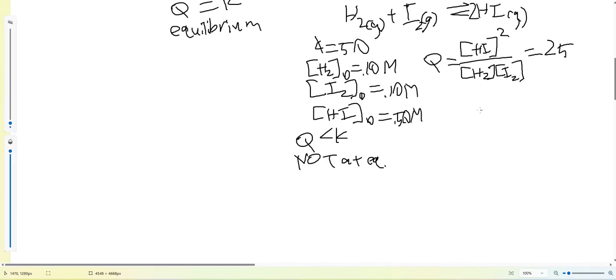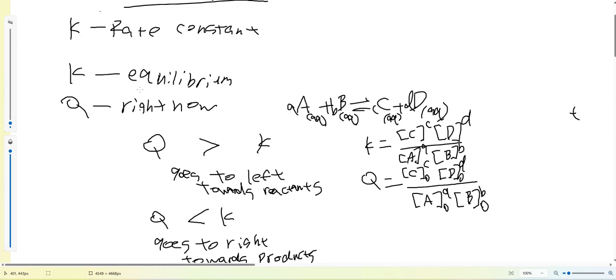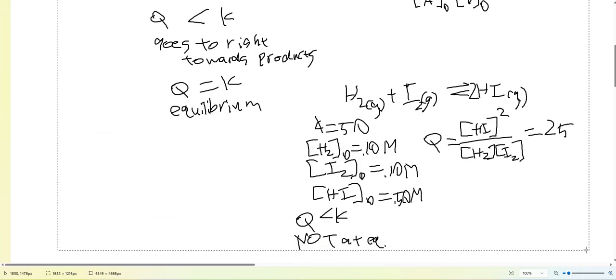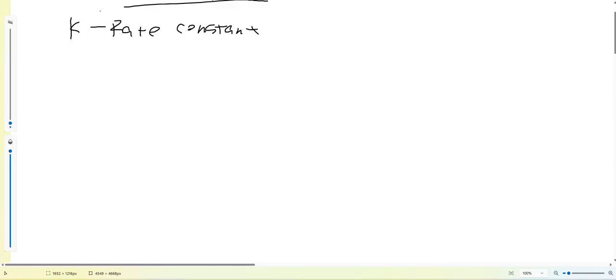So, let's see, we can actually calculate how much it will go by, right? So, if we use that same equation, H2 plus I2 turns into 2HI, we can actually do something called an ICE table. ICE: Initial, Change, Equilibrium.